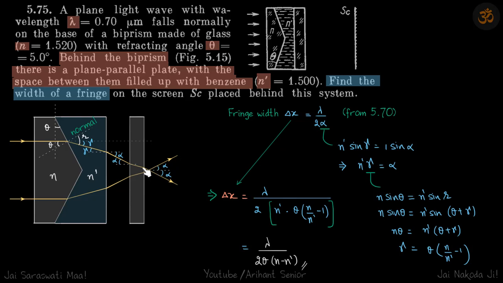See why we are bothering about the angles: because if we know the angle between the two rays which are coming from the top and the bottom half, then we can directly calculate the fringe width by our formula, lambda upon that angle. We have derived this in problem 5.70 also. So that's why we are bothering about the angle between the two rays, and to simplify finding the angle, we have separated this slab a little bit.